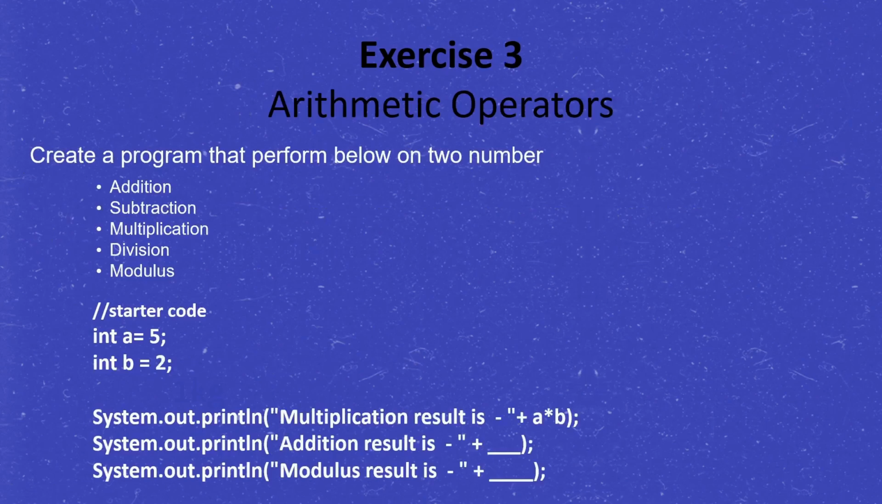Next exercise is based on arithmetic operators. So you have to create a program that will perform the below operations on the basis of 2 numbers. So you have to perform addition, subtraction, multiplication, division and modulus. So you have 2 variables, int a equal to 5, int b equal to 2, and then you have to do multiplication, result is a into b, addition result is whatever the logic that you have to write over here, modulus result is whatever the logic, and then same you will do for division and subtraction.